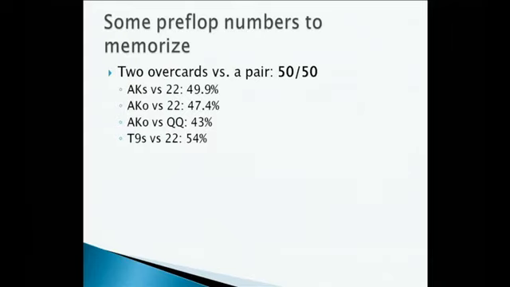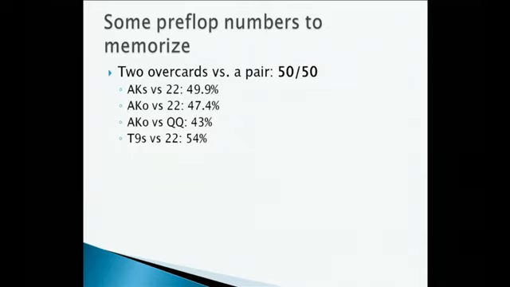This is one thing that I've always thought is really cool. 2 overcards versus a pair is actually very close to a 50-50 for the most part. Ace-king suited against pocket 2s is 49.9%. I actually showed you in the first class, if they don't have a 2 of your suit, then it's actually 50.1%. Ace-king off versus pocket 2s is 47.4%. Note that 10-9 suited against pocket 2s is actually a 54% favorite.